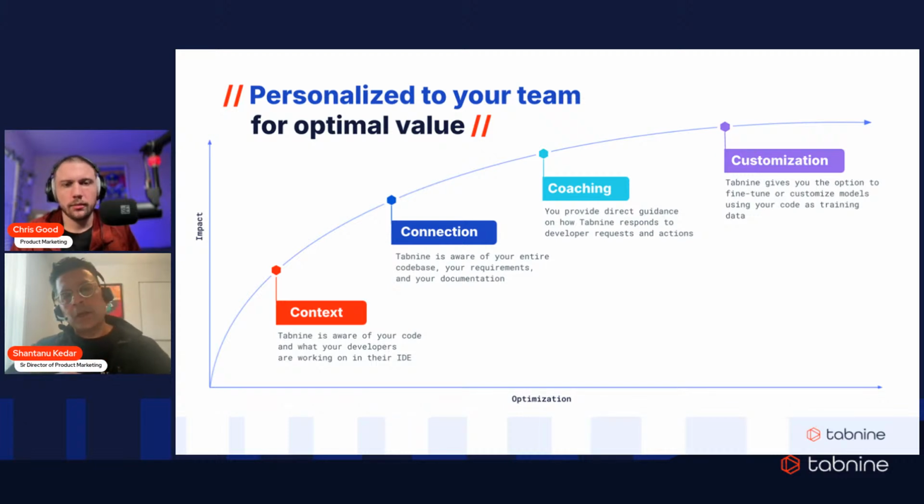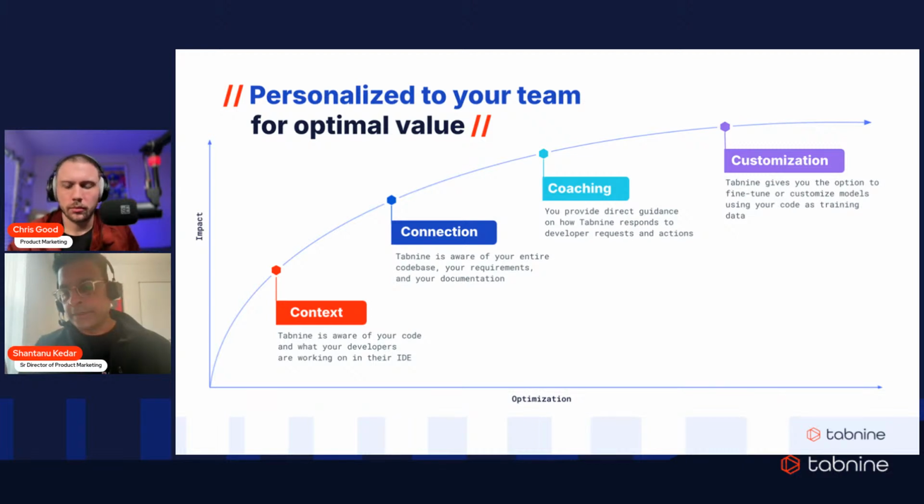The second layer of personalization, or the second C as we call it, is connection. In addition to leveraging the locally available code and data in your IDE, you can also have Tabnine leverage your global context. This includes connecting Tabnine to your global code repositories, be it GitHub, GitLab, Bitbucket. Tabnine administrators have the ability to connect Tabnine to these repos and use the information in these repos as additional context to guide the behavior of Tabnine.